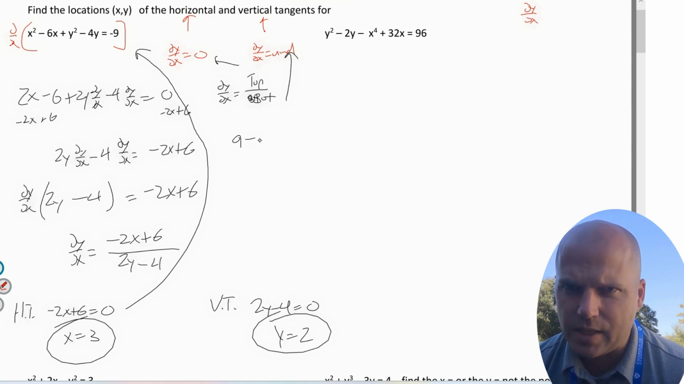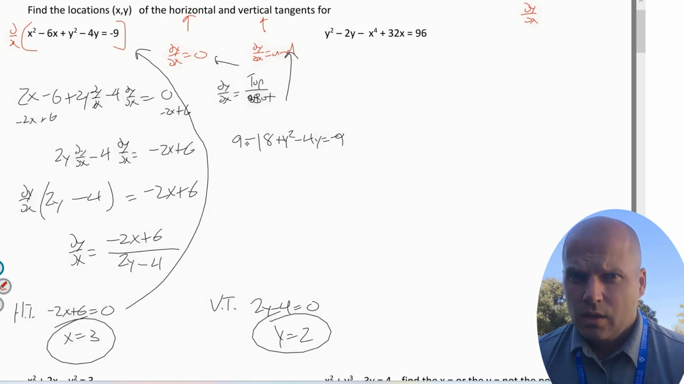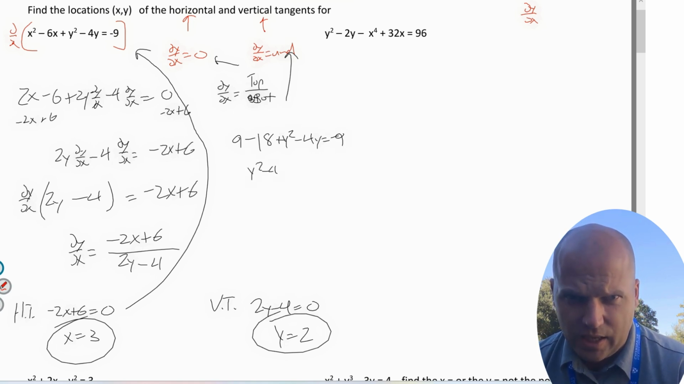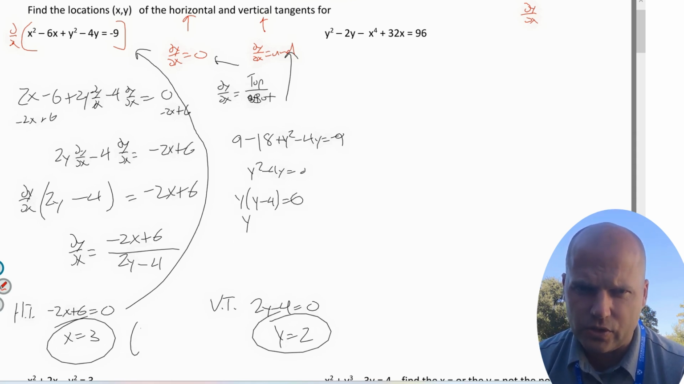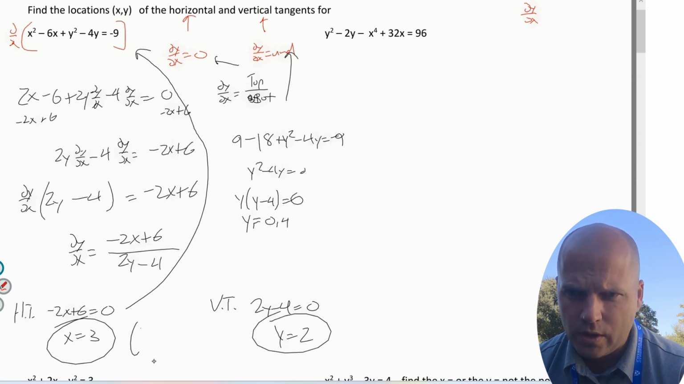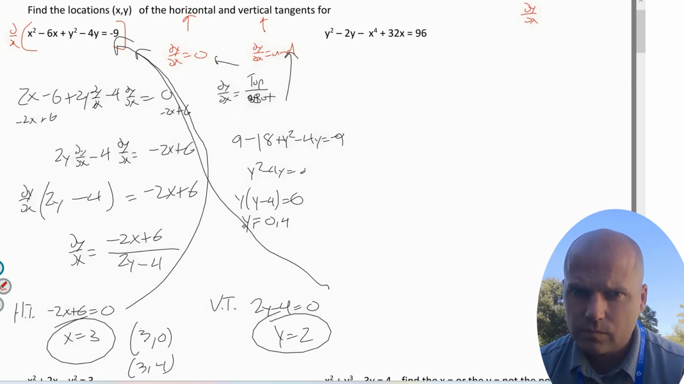So I get 9 minus 18 plus 4 plus y squared minus 4y equals negative 9. This is negative 9, so I get to cancel that stuff, and I get to factor out. And I get y equals 0 and 4. Those are the y coordinates that go with the x coordinate of 3. Let's take that and plug it in.